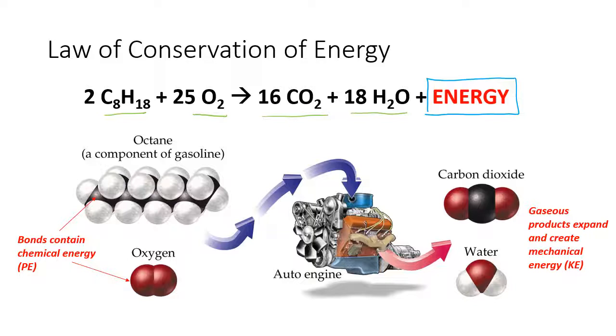Octane and oxygen both contain energy within their bonds. This would be described as a potential energy. And when those bonds are broken and the new carbon dioxide and water bonds are formed, a great amount of energy is also released. This energy is a kinetic energy which can be used to power the cylinder's pistons within your car.